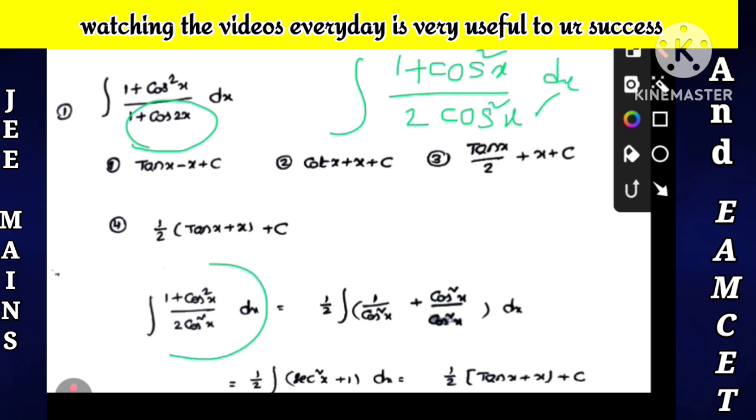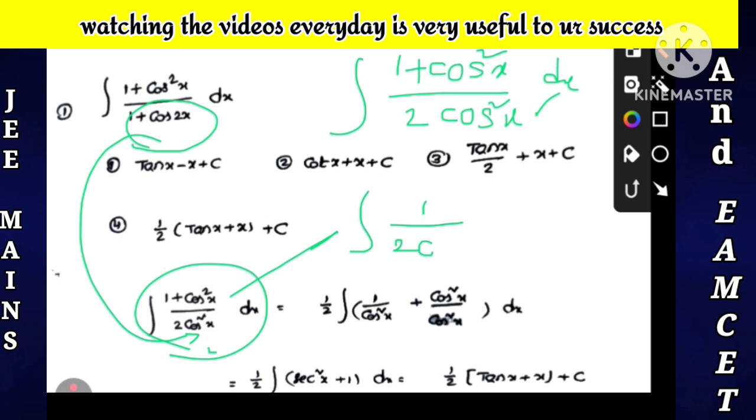Now in the next step, writing 1 plus cos 2x equal to 2 cos square x. In the next step, separate the denominator: integral of 1 by 2 cos square x plus cos square x by 2 cos square x. So in the second step, separate the denominator like that: 1 by 2 cos square x plus cos square x by 2 cos square x dx.